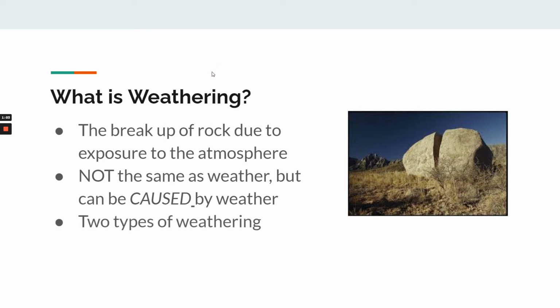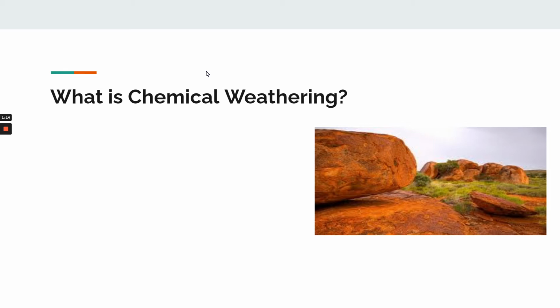And then there's two main types of weathering that we're going to talk about. The first is called chemical, and the second is called mechanical or physical, and those words can be used interchangeably. We'll start by talking about chemical weathering.